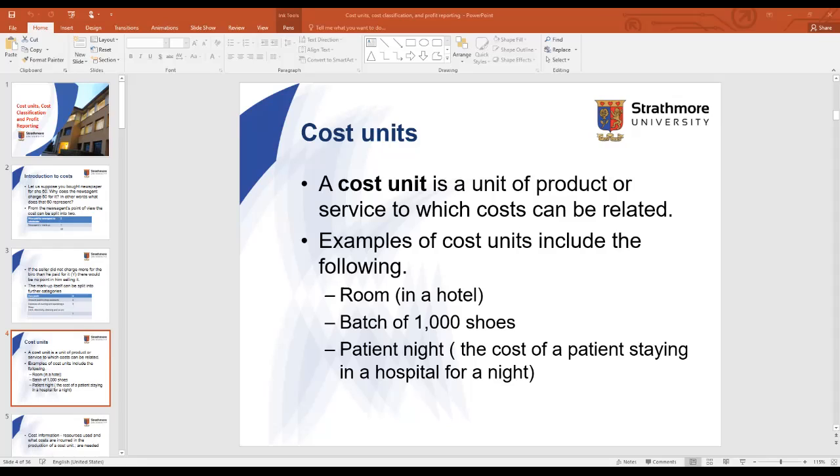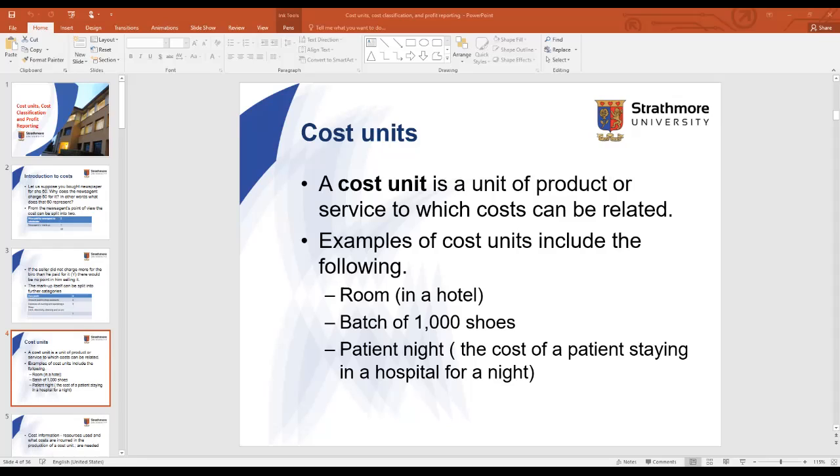The other example is a batch. In case you're a cobbler and you make shoes, of course you make them in batches, but you can pinpoint there's a cost I incurred in making this batch of 1,000 shoes. So I can charge my customer who is going to buy these 1,000 shoes.